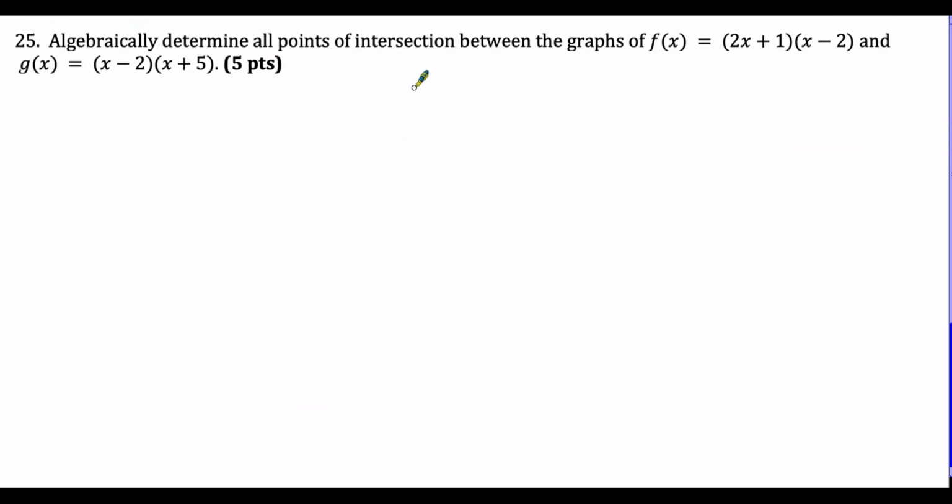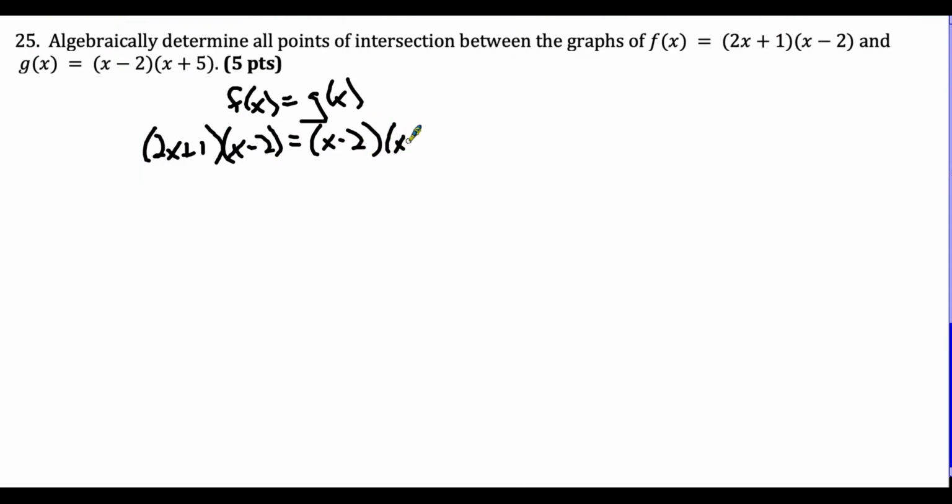On the next one, determine all points of intersection. So I need to set my two functions equal to each other. So f of x equals g of x. So 2x plus 1 times x minus 2 equals x minus 2 times x plus 5.